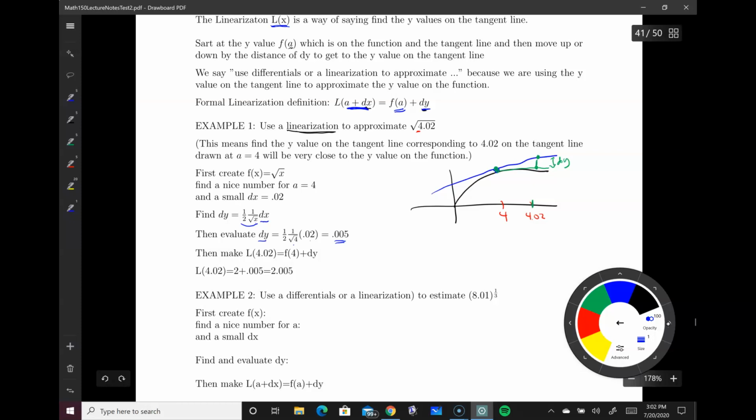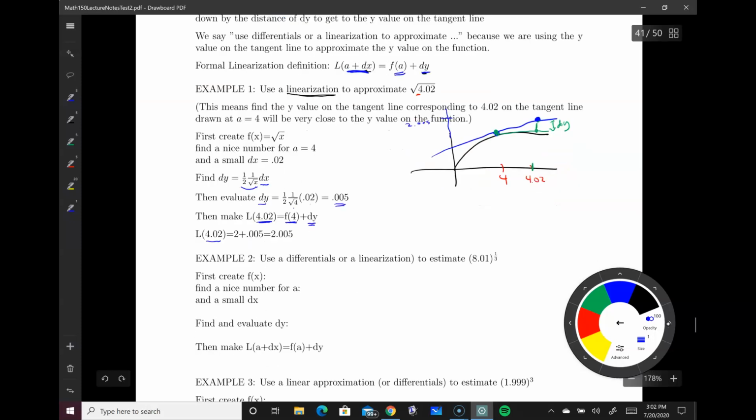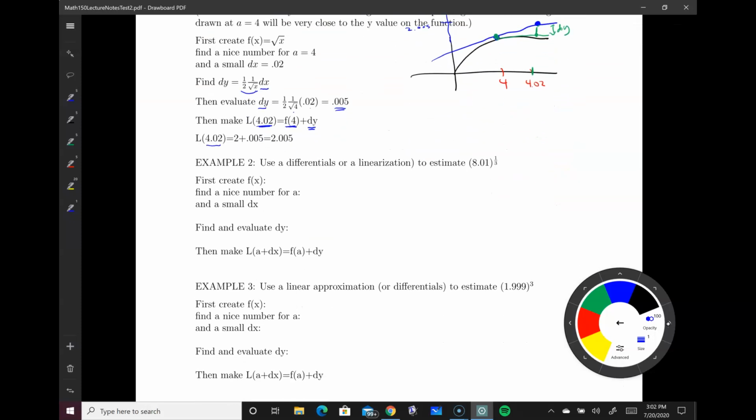Okay, so what that means is, for the y value on the tangent line at 4.02, we're going to start at f of 4, and we're going to move up, because this turns out to be positive, by a distance of 0.005. So the y value on the tangent line at 4.02 is 2 plus 0.005, so this y value right here, if I had to find it, would be 2.005. And you don't have to have a picture. I'm just showing you a picture to try to give you understanding of what's going on.